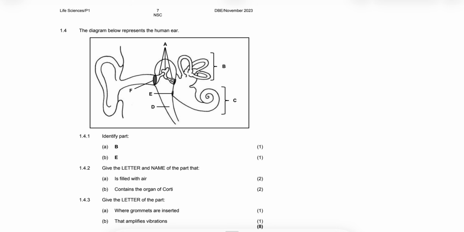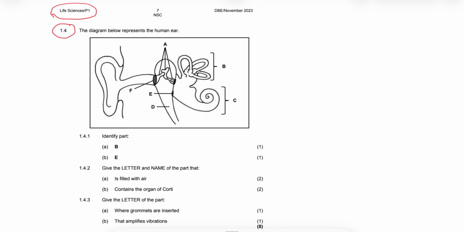In today's video, we are going to talk about the human ear using a past paper that was written by Matrix in November of 2023. It is Life Sciences Paper 1 and we're going to look at question 1.4.